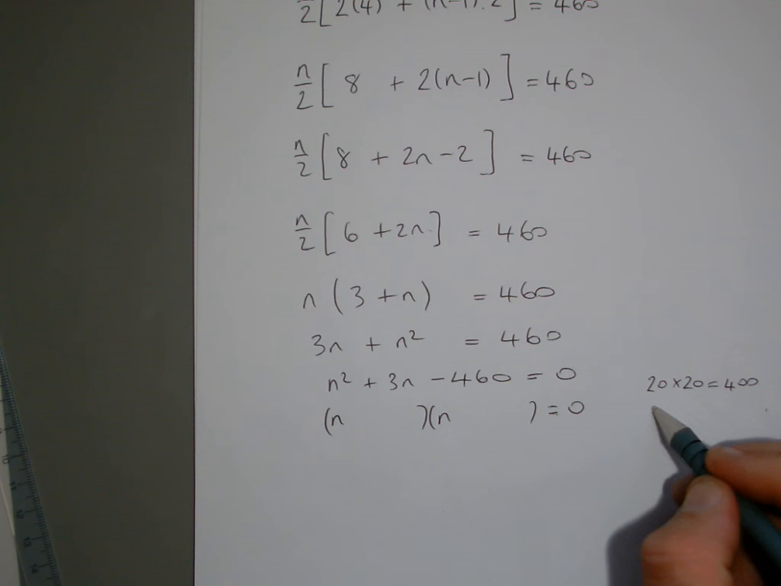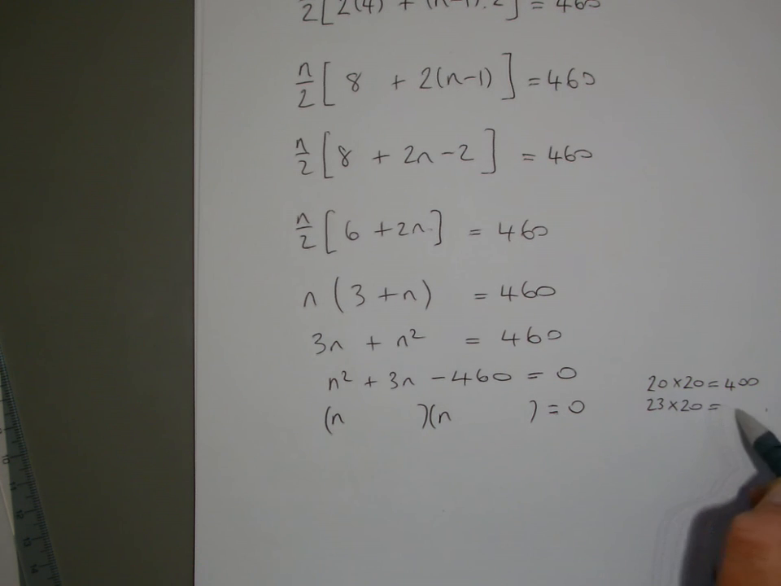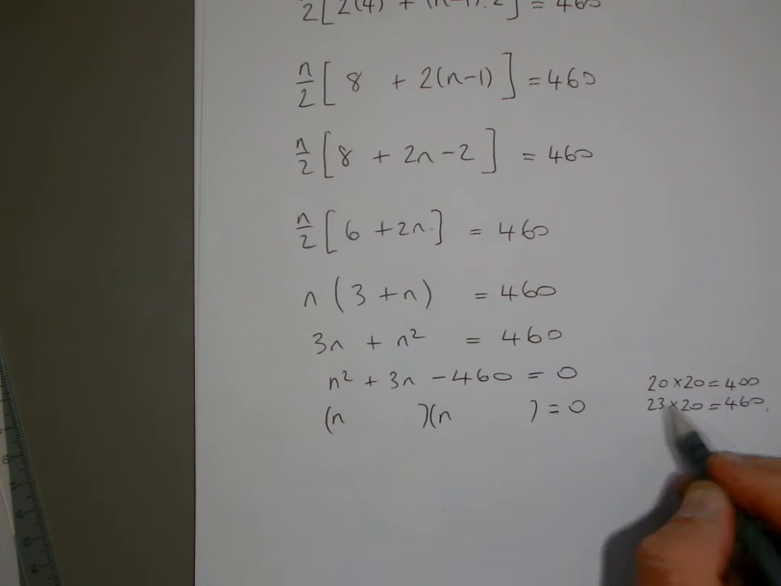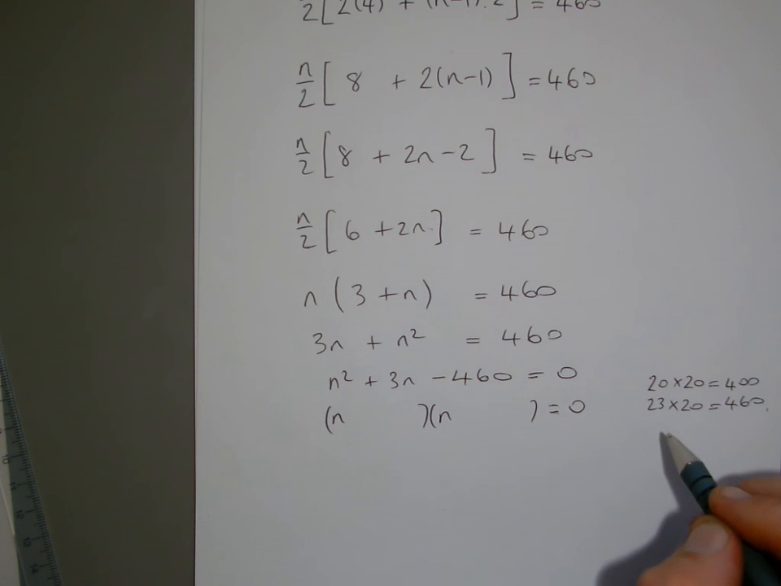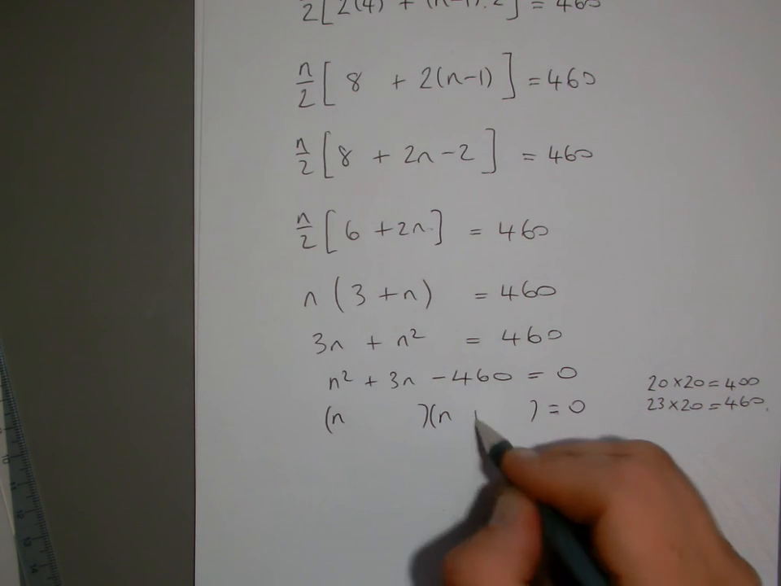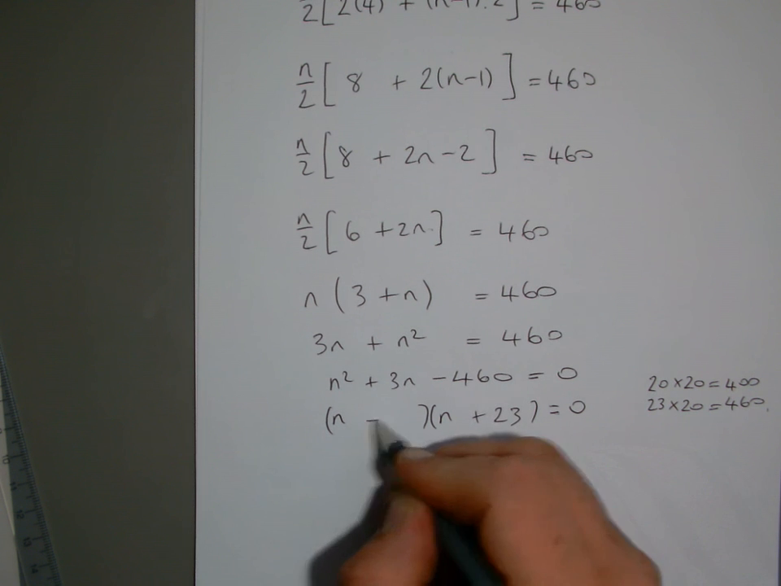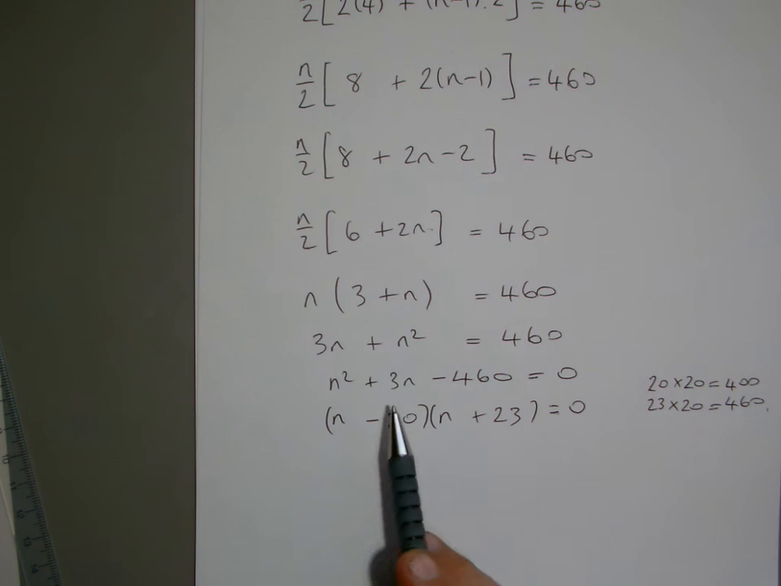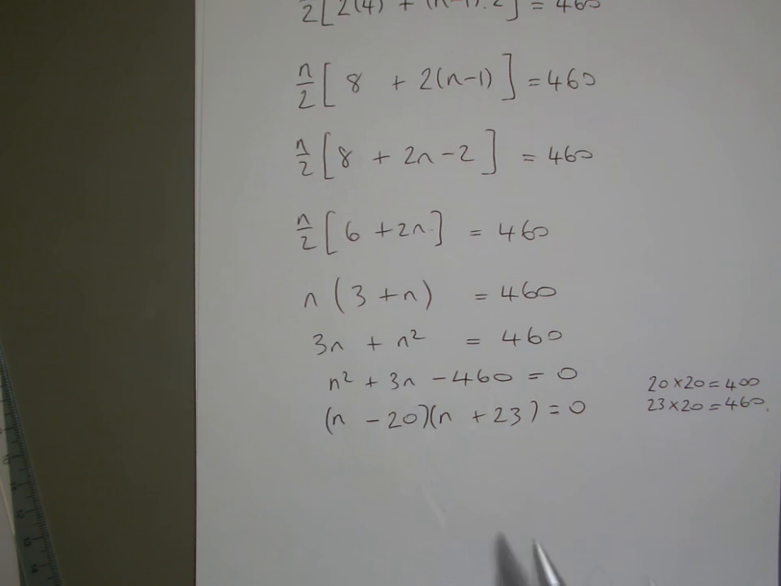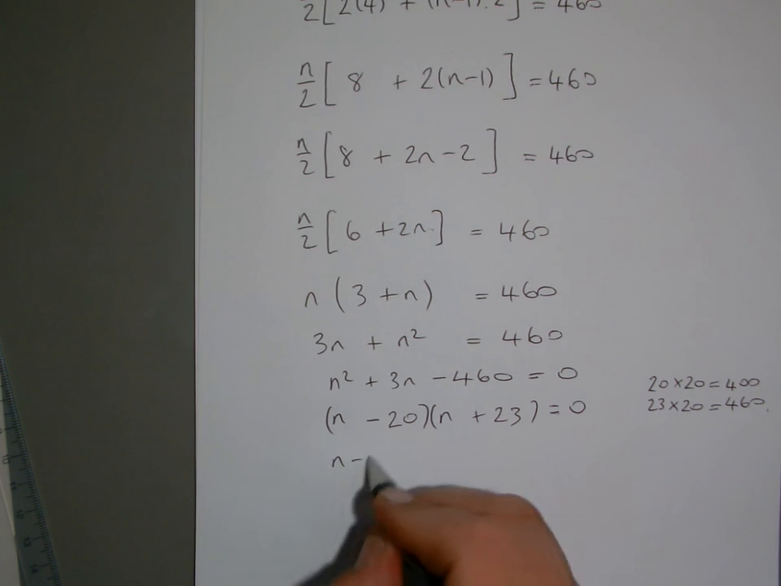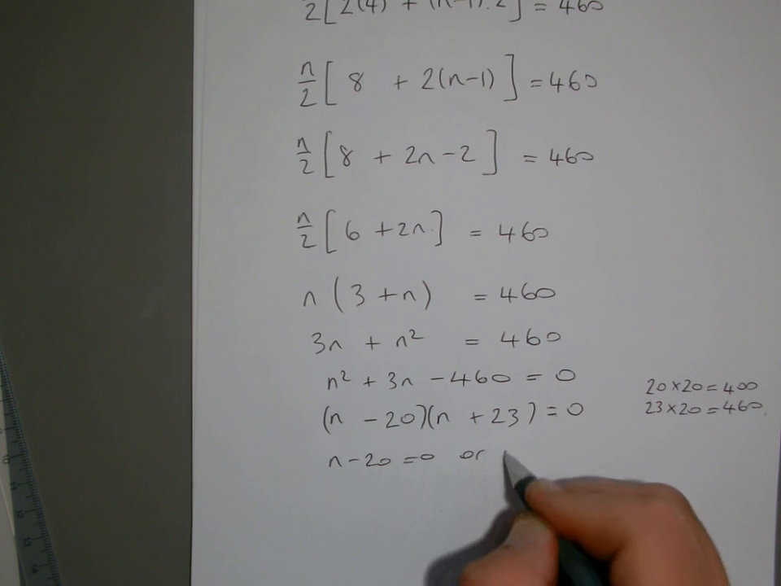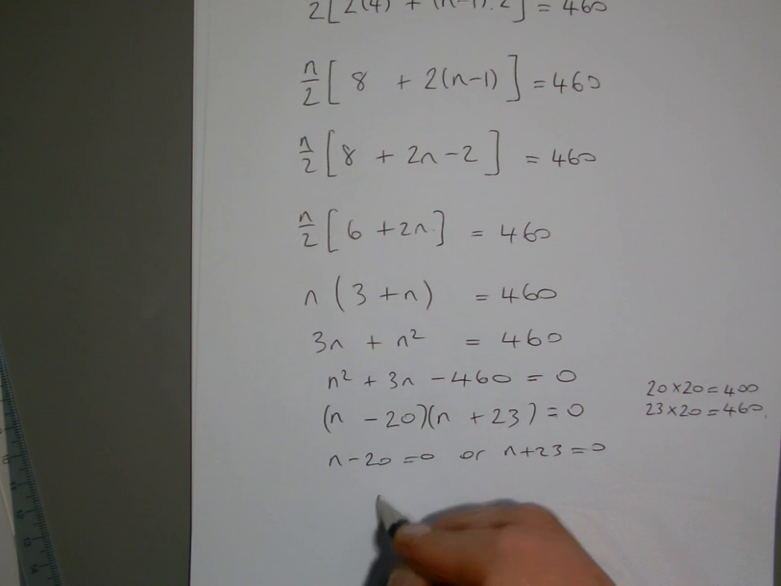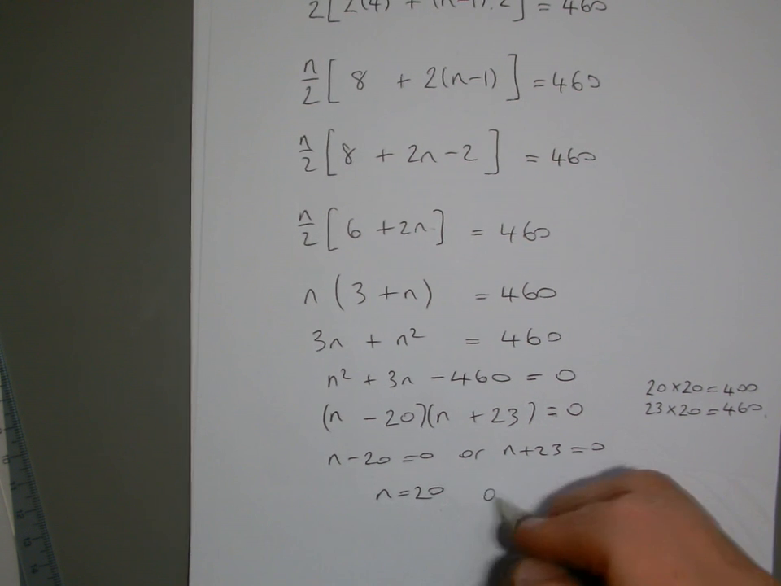So if you increase the 20 there by 3, and you have 23 times 20, that'll give me 460, and of course there's a gap there of 3. So that'll do. So it'll be positive 23, negative 20. That'll work then, right? That'll multiply to give minus 460 and add up to give 3n. But you can use the formula method, whichever you prefer. So in this case then, n minus 20 is 0, or n plus 23 is 0. That means then n is 20, or n is minus 23.